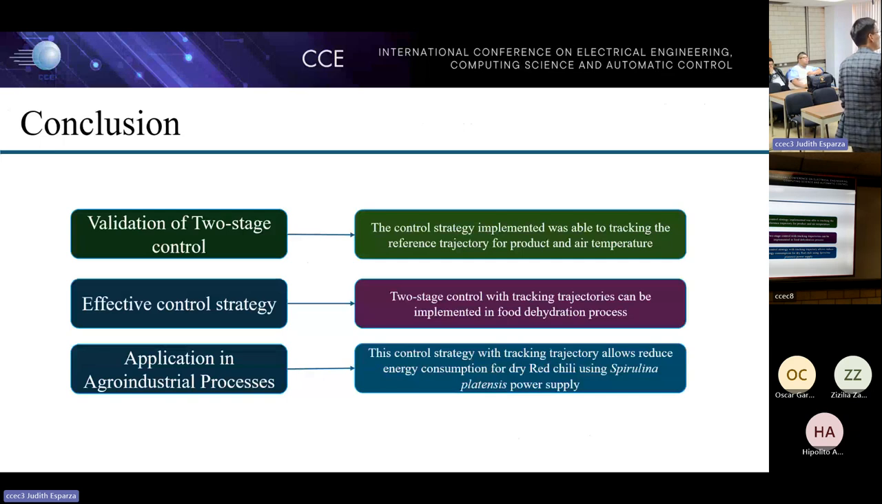As conclusions, we validate this control strategy, and the control strategy implemented is able to track the reference trajectory for product and air temperature. The two-stage control with tracking trajectories can be implemented for the dehydration process, and this control strategy with tracking trajectory allows reducing energy consumption for drying red chili using spirulina platensis power supply.